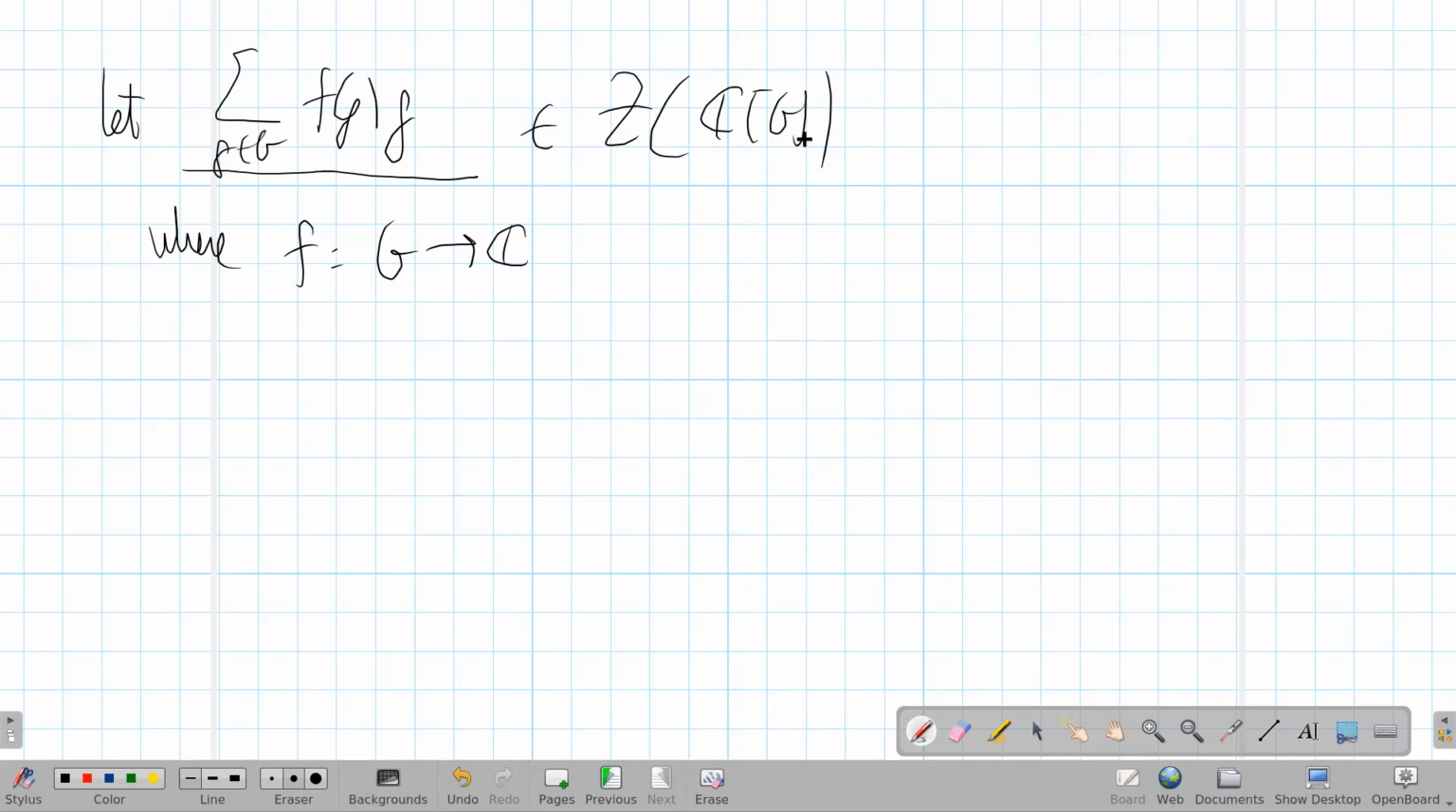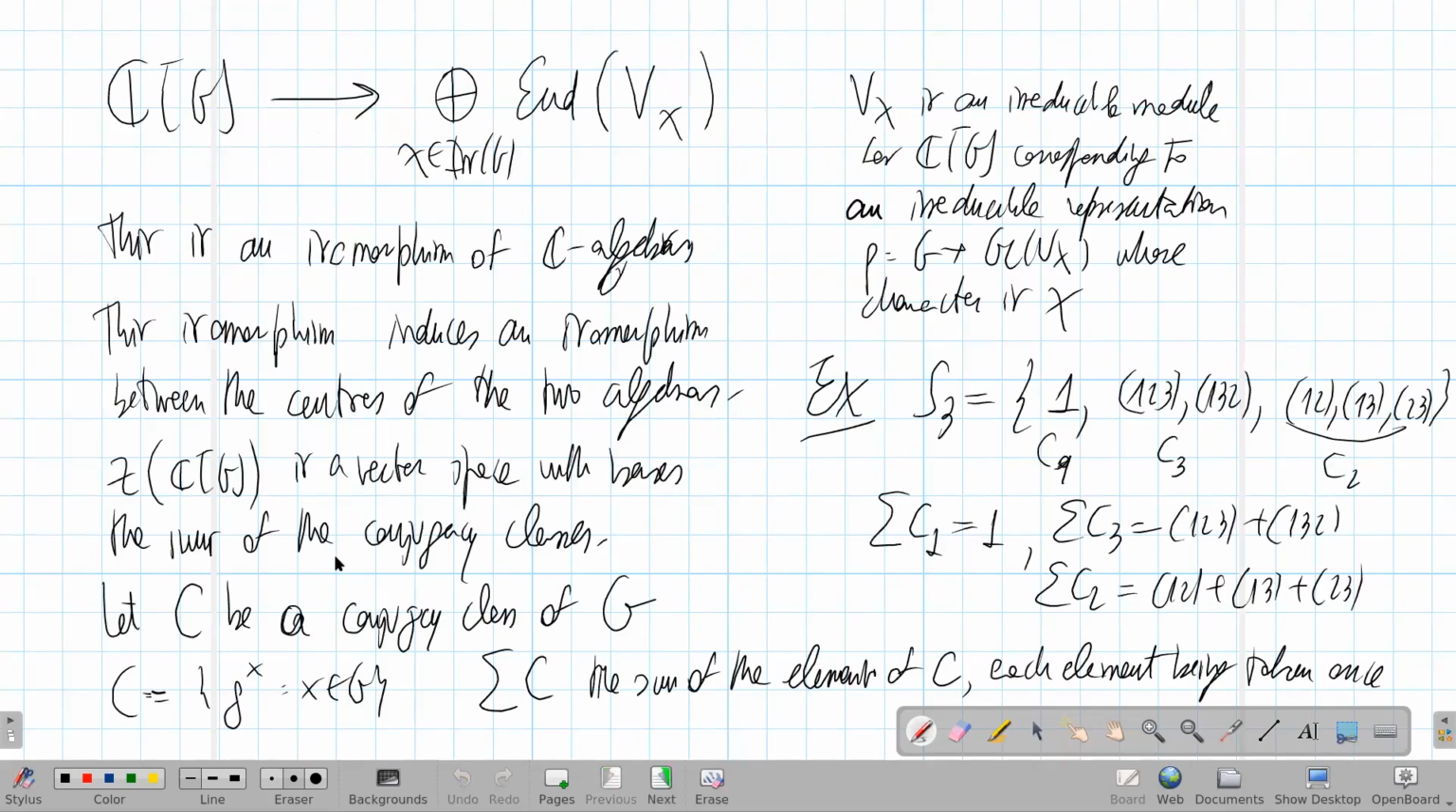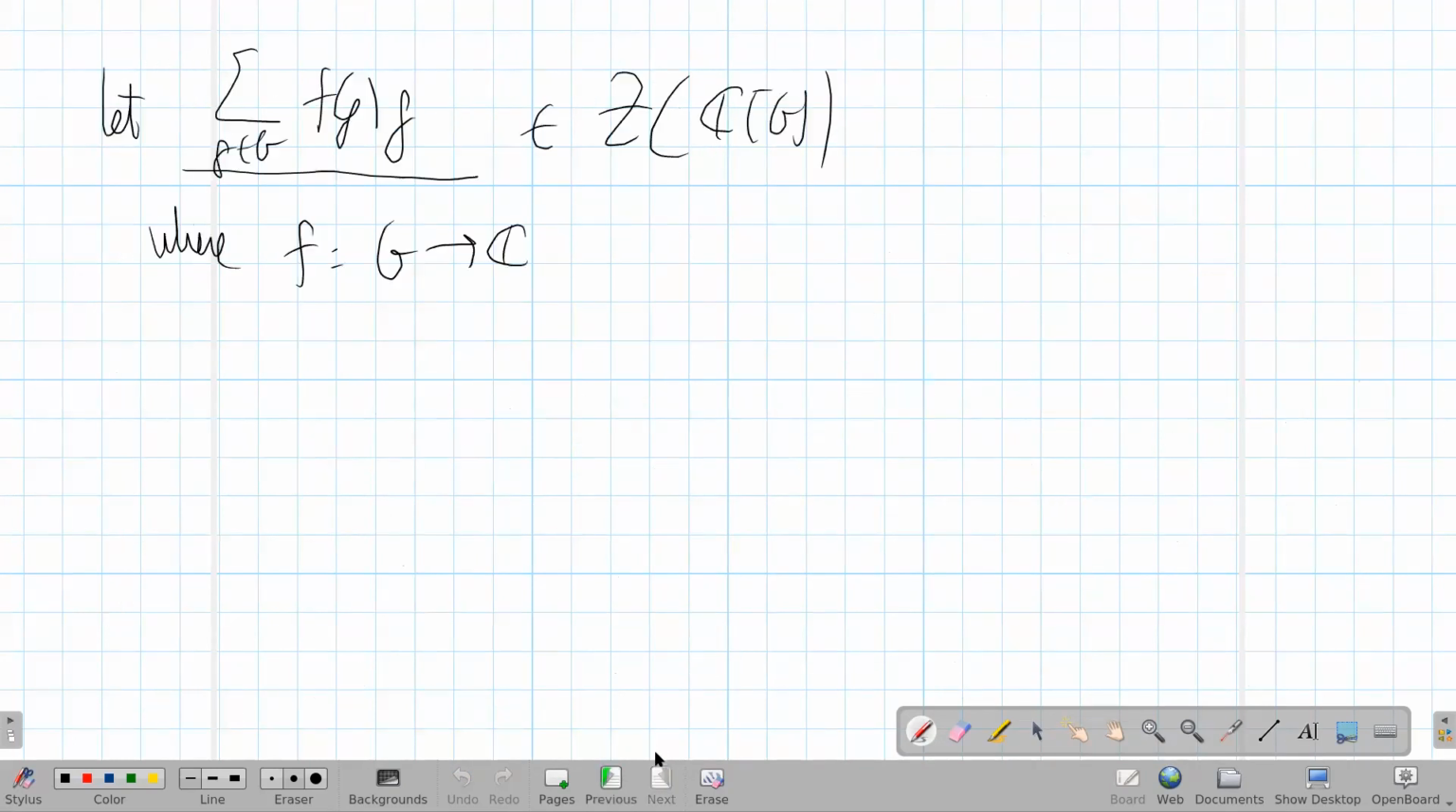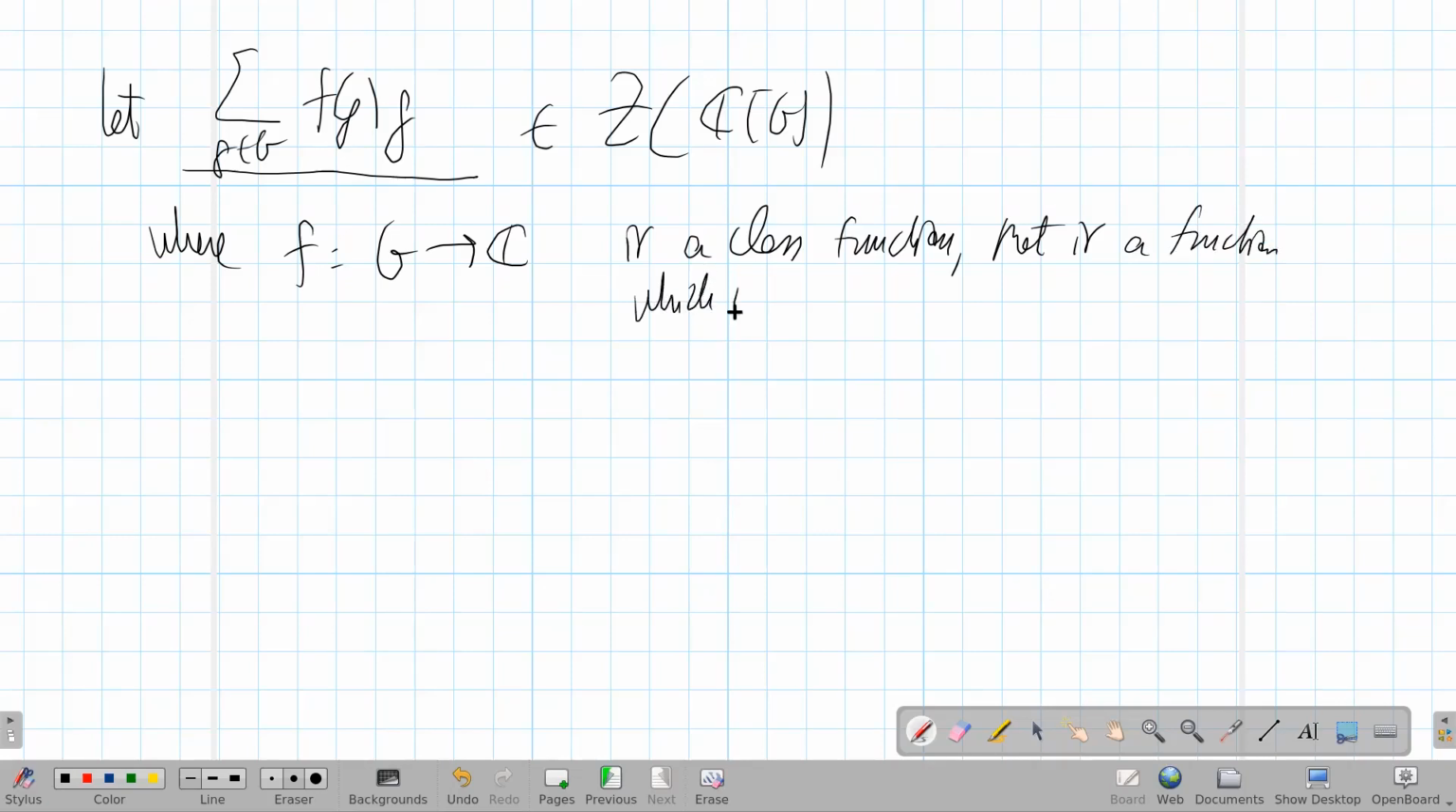But to be in the center, an element, as we said on the previous board, has to be a linear combination of the sums of the conjugacy classes. And for this to hold, you need f to be a class function. That is a function, a term we have used several times, but repetita iuvant, which is constant over the conjugacy classes.